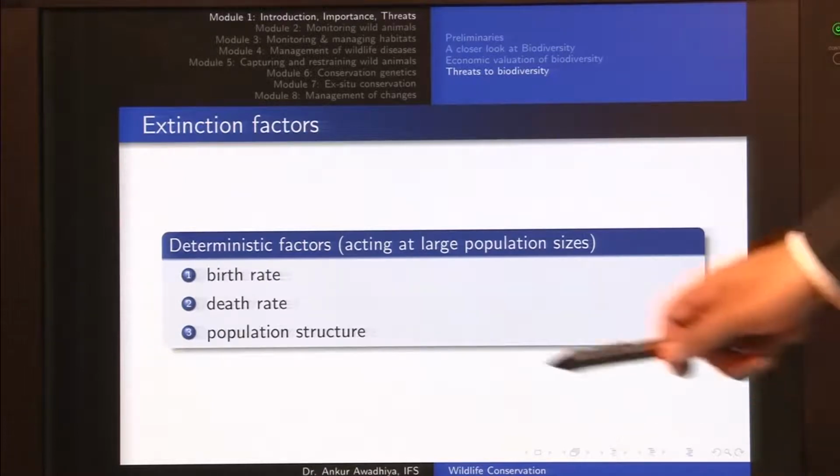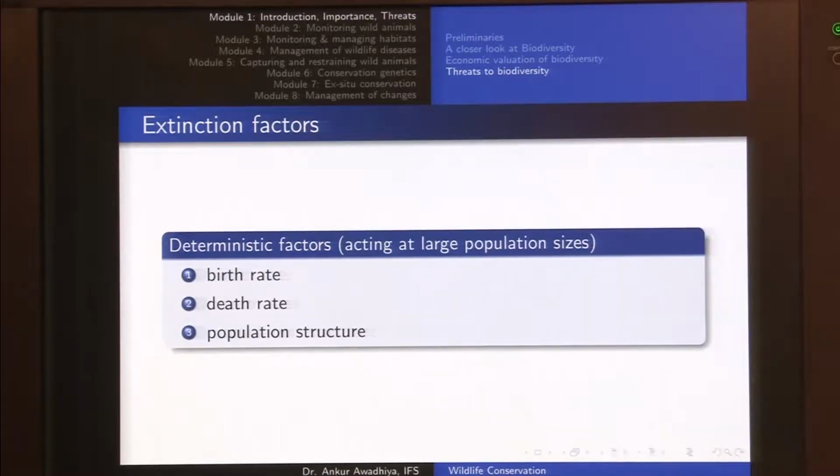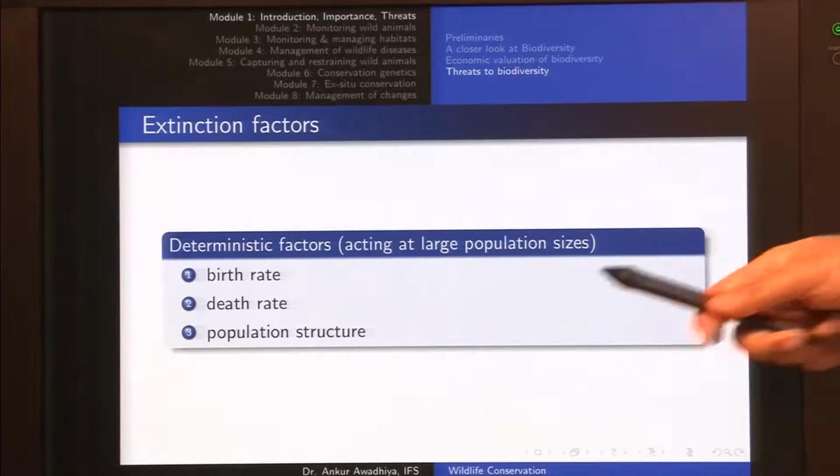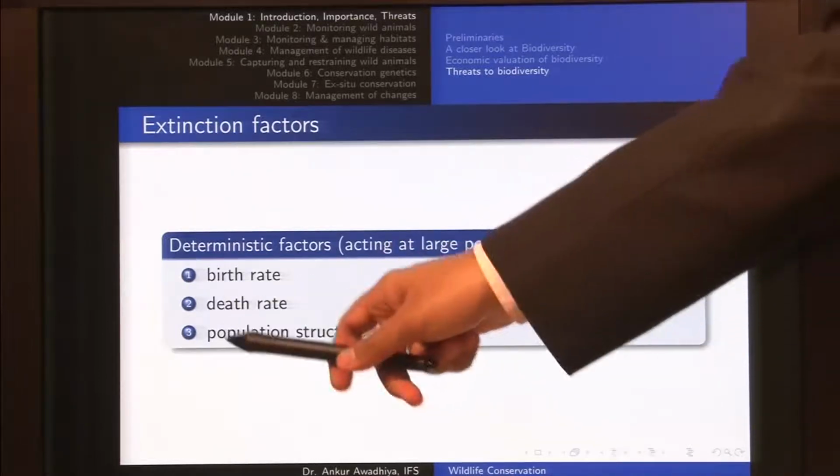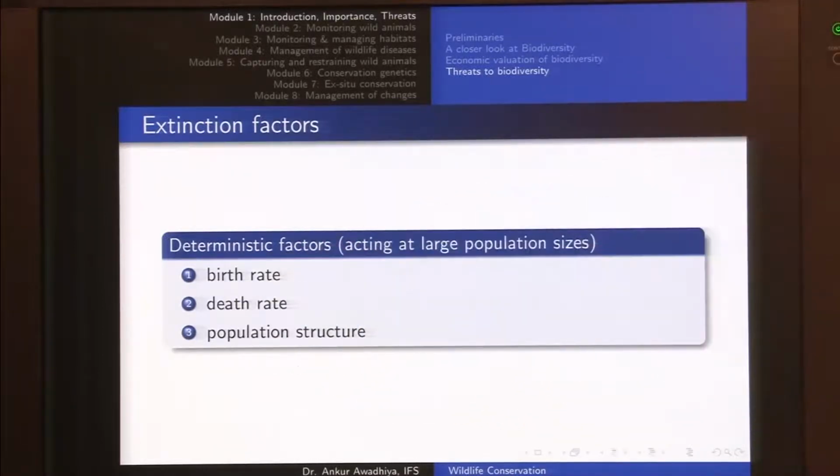And another factor is the population structure, whether we have more number of adults in the population or whether we have more number of old and young individuals. Because if there is a population that has more number of adults, then they would give rise to more number of offsprings, but if there is a population that has more number of old individuals, then because the old individuals will not give rise to offspring, the population will go on declining. So these are the deterministic factors.